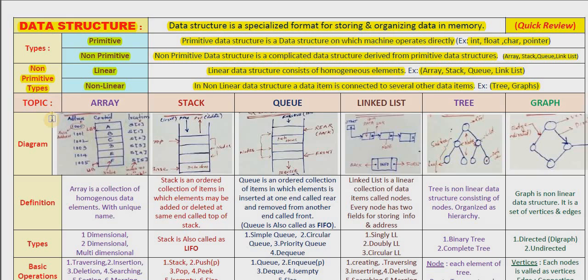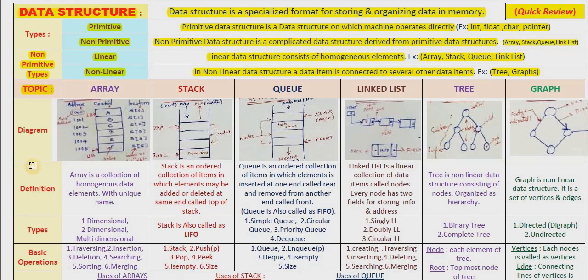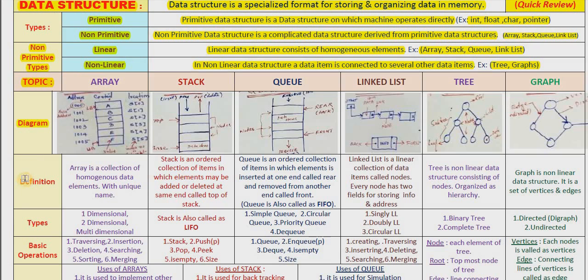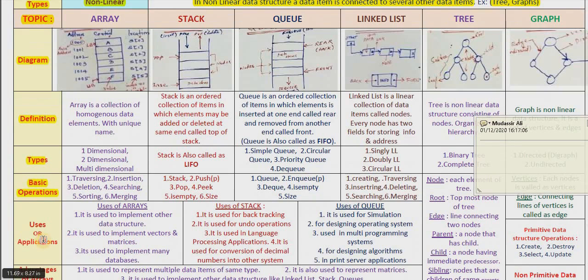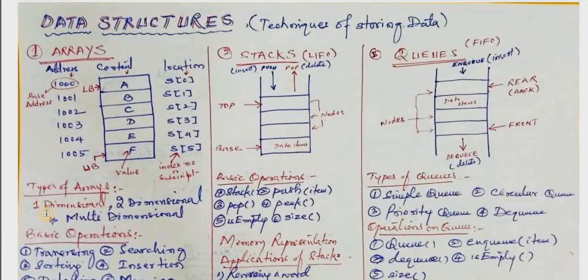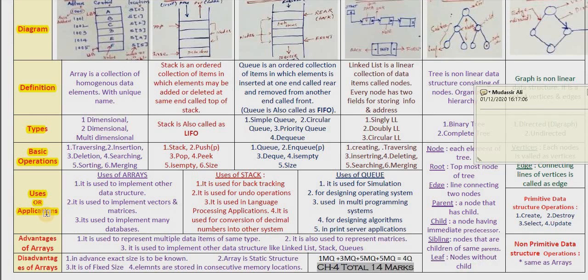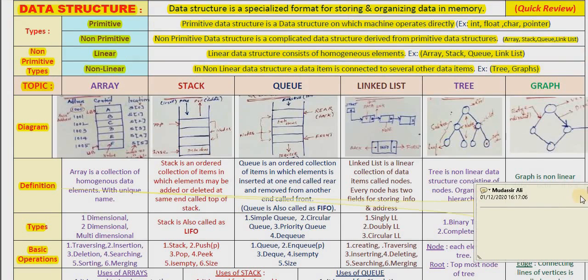So here I have given you notes. I have created this chart. This is called quick review, which means this is not the detailed notes, just for revision purpose. So here is the topic, name of structure, diagram, definition, types, basic operations, uses or applications, and advantages and disadvantages. This much we have to study about each type.